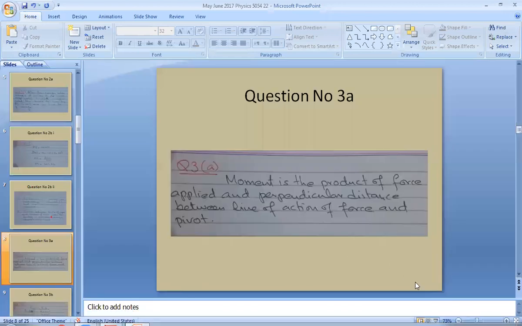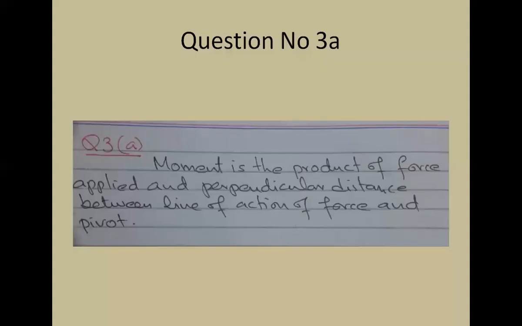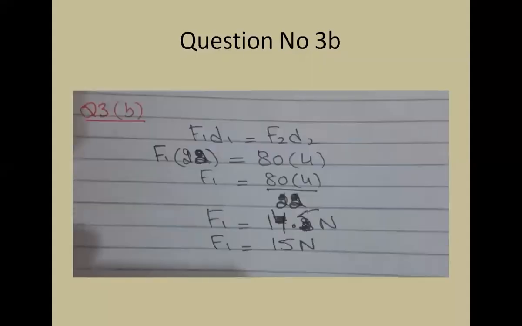Let me show you my answer. F1 D1 equals F2 D2. F1 multiplied by 22 equals 80 multiplied by 4. F1 will be equal to 80 multiplied by 4 divided by 22.